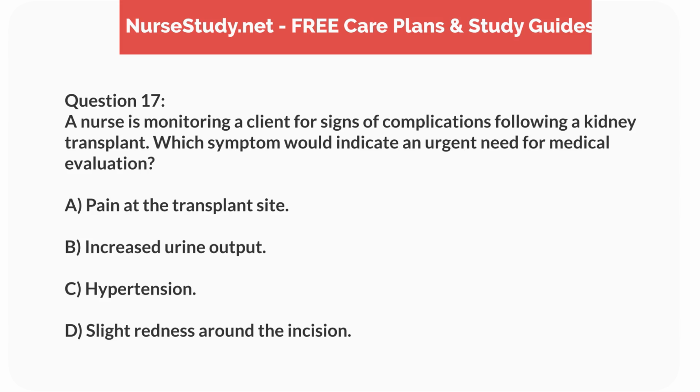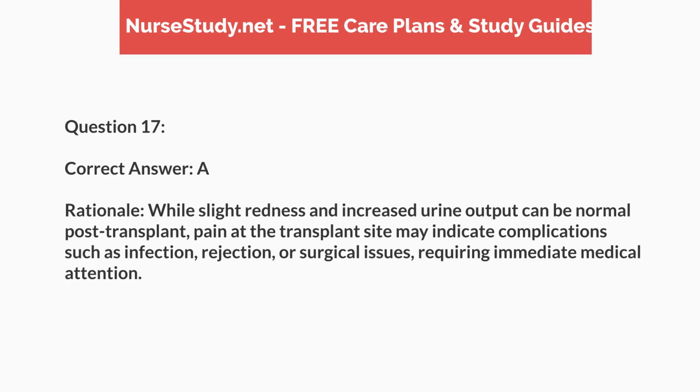Question 17. A nurse is monitoring a client for signs of complications following a kidney transplant. Which symptom would indicate an urgent need for medical evaluation? A. Pain at the transplant site. B. Increased urine output. C. Hypertension. D. Slight redness around the incision. Correct answer: A. Rationale: while slight redness and increased urine output can be normal post-transplant, pain at the transplant site may indicate complications such as infection, rejection, or surgical issues, requiring immediate medical attention.